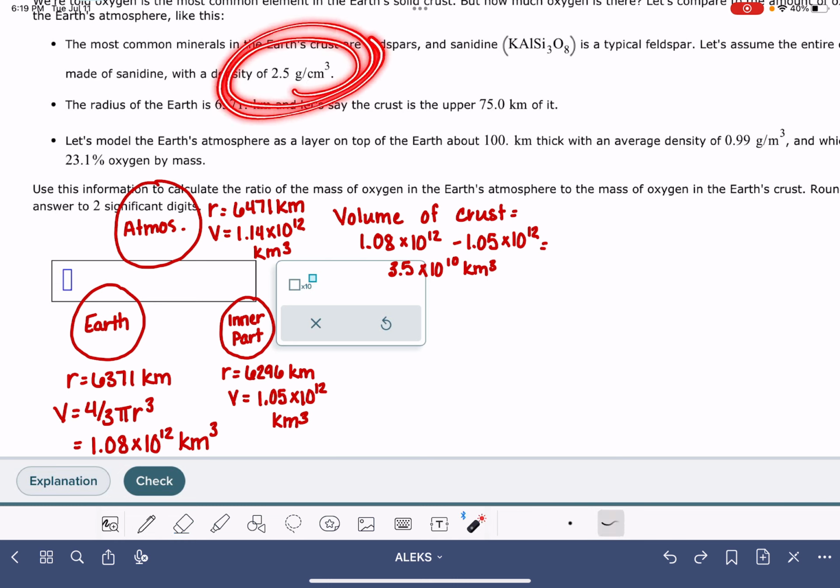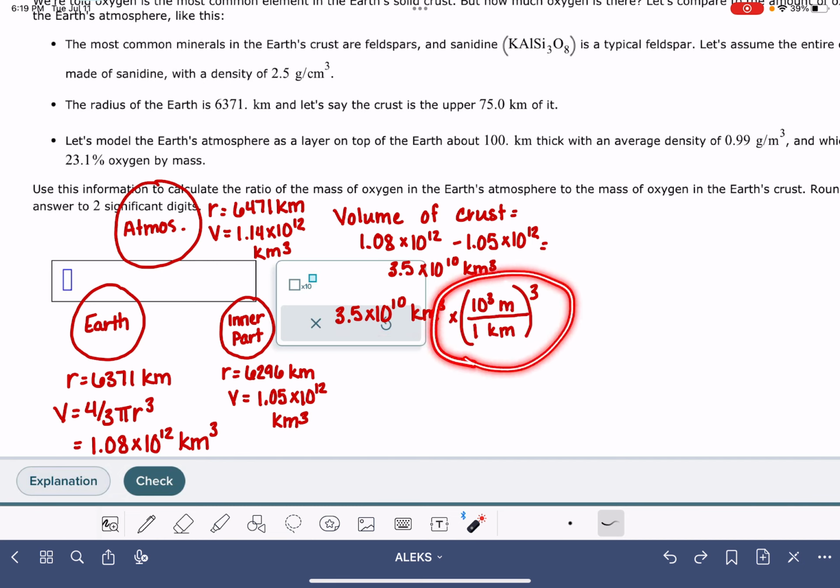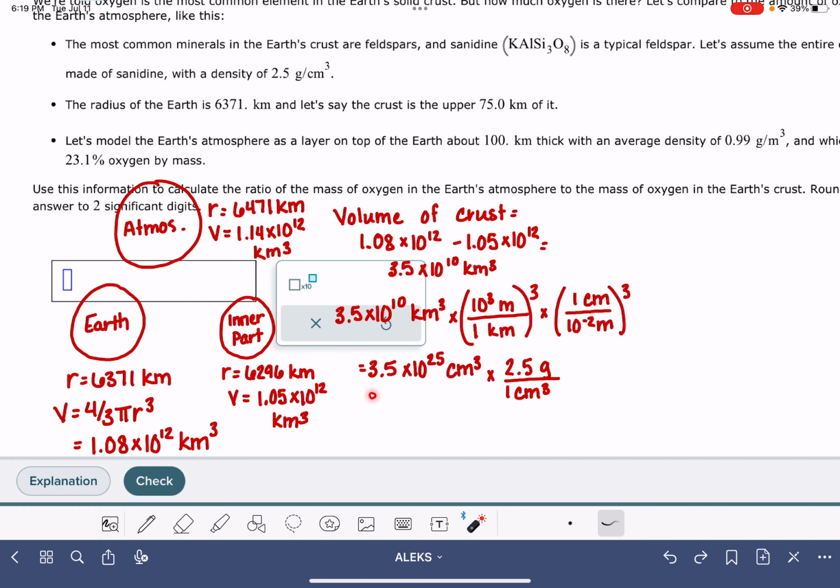The density is unfortunately in grams per cubic centimeter. I calculated the volumes in cubic kilometers, so I need to do a unit conversion. There's my cubic kilometers. I'm first going to convert that into cubic meters, and then I'm going to convert it into cubic centimeters. Here is the volume of the crust in units of cubic centimeters.